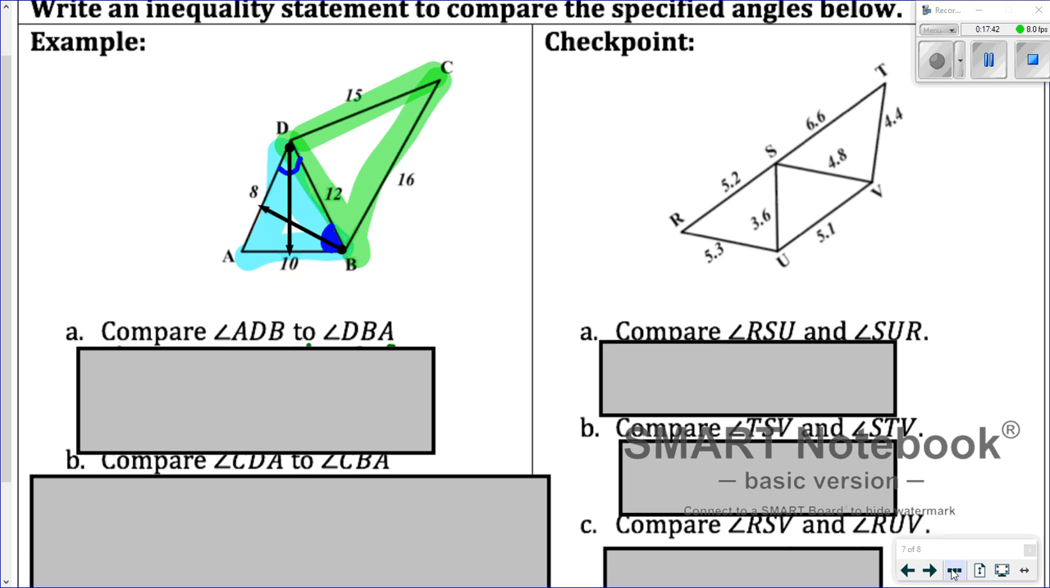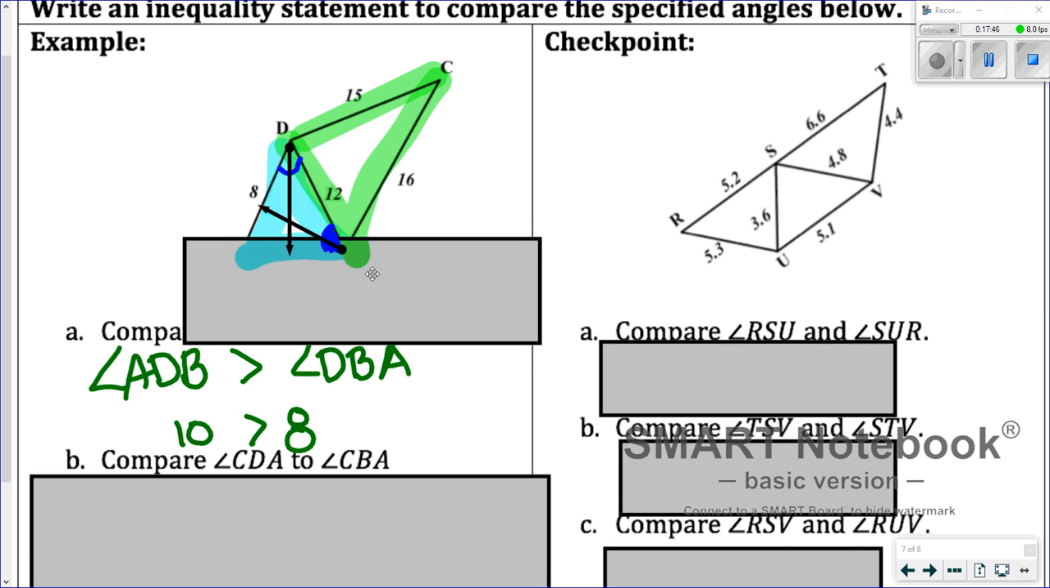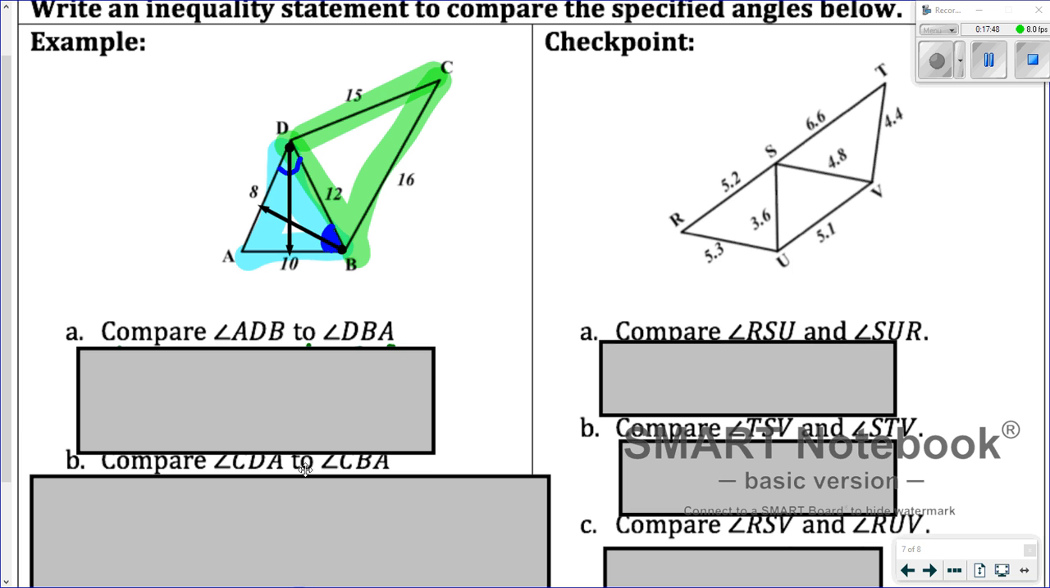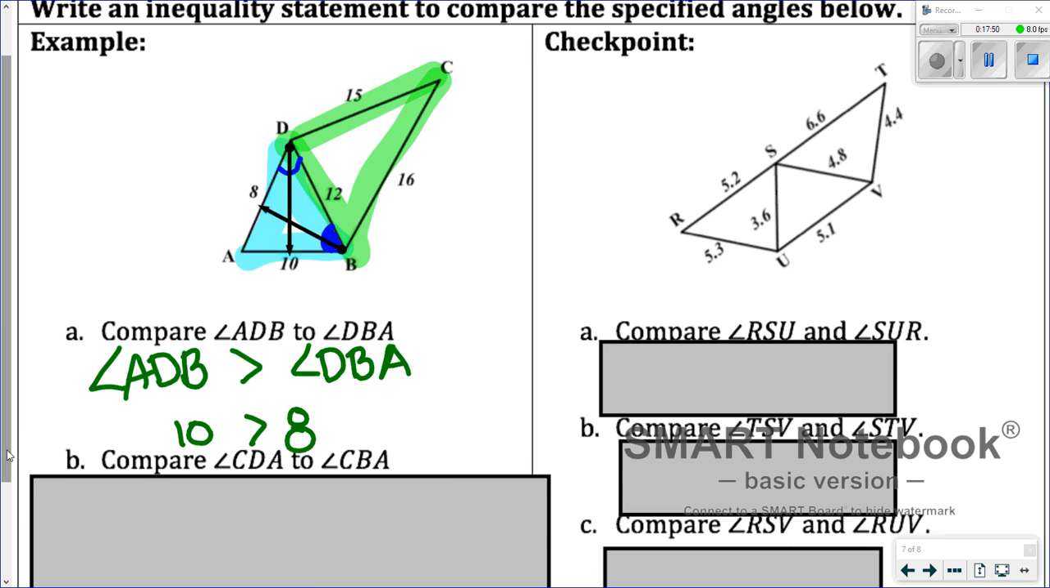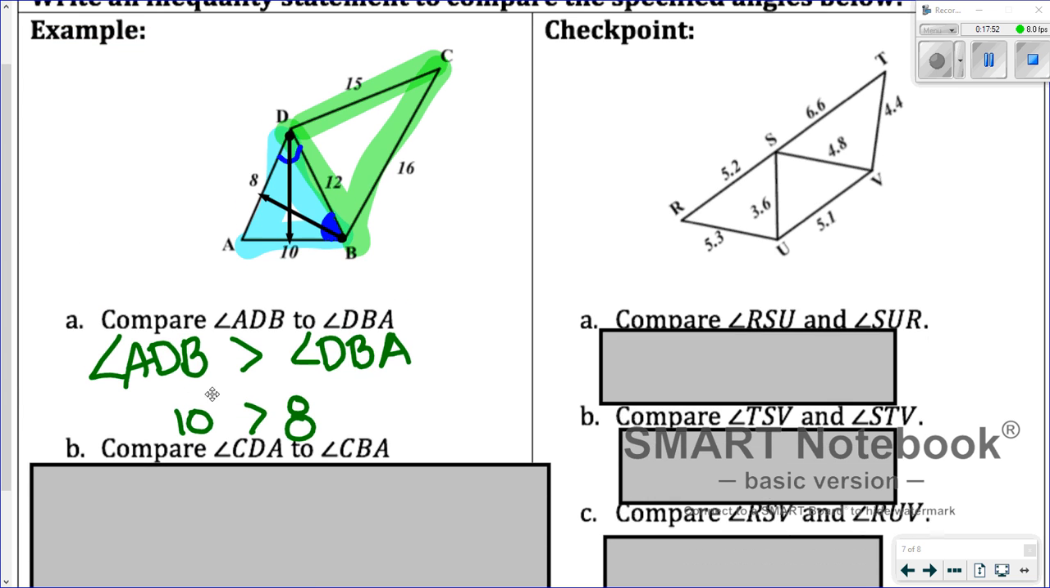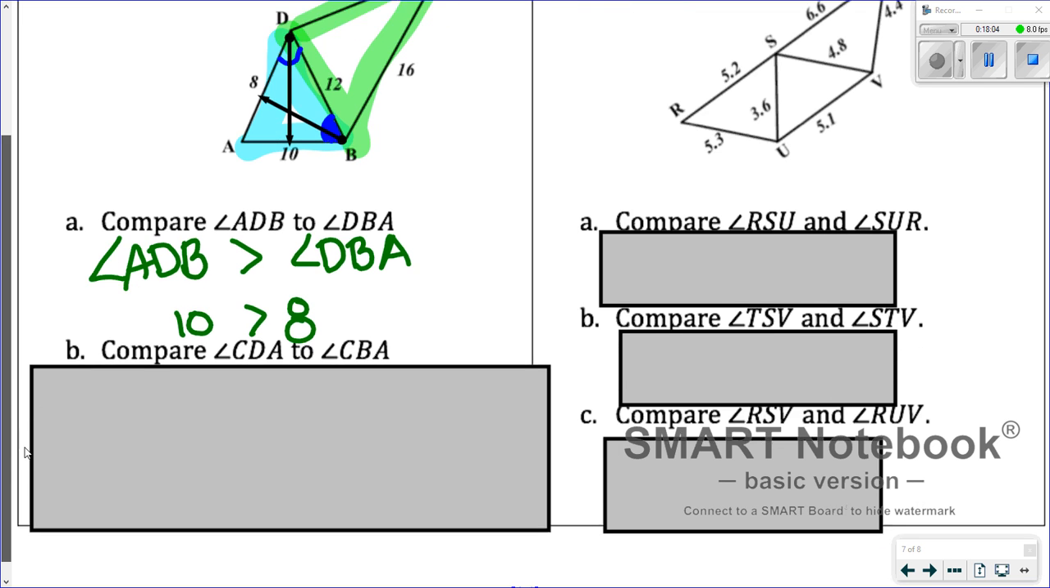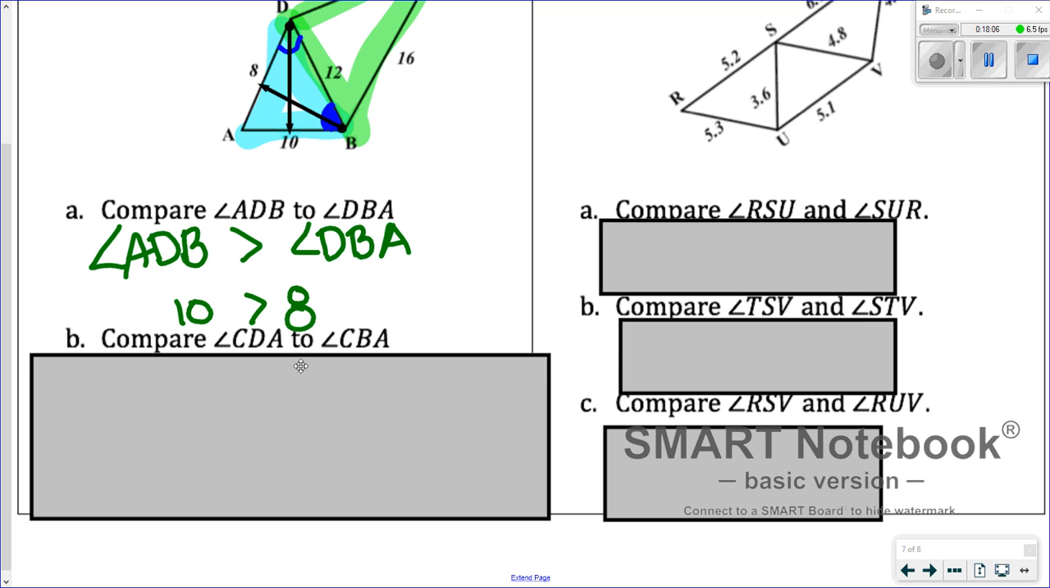So if I were to compare those two, I'd say that angle ADB is greater than DBA because the opposite is 10 and it's greater than 8. So that's all you need to do: look at the triangle and then compare the sides or angles that they give you.